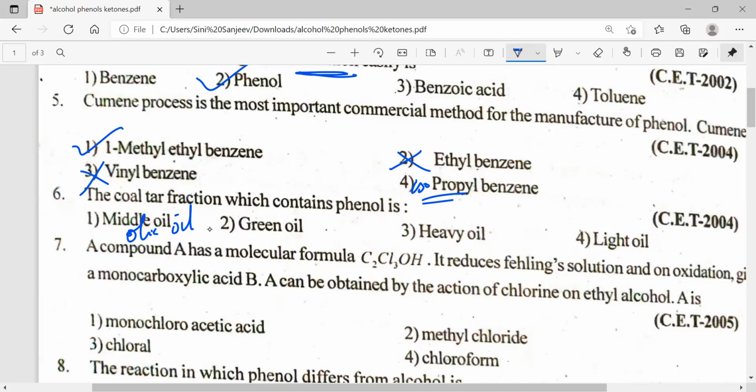So what is this green oil? So basically the green oil is a thing, but it is what? A biofuel. Then heavy oil and light oil, that is out of scope for us as of now. Okay. So the coal tar fraction, yes. So this mainly consists of what? The oleic oil. Correct? So this contains phenol as well as naphthalene.